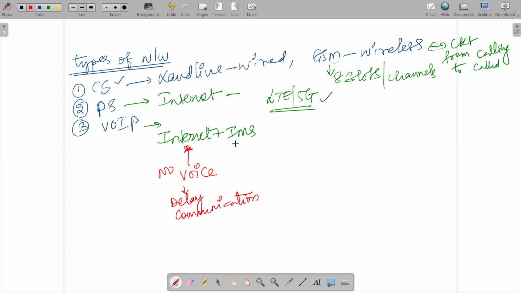But IMS, IP multimedia subsystems, came into the picture, and they built IP multimedia subsystems to transfer voice in data networks. So this has brought so many codecs to convert voice to data, and this data will be transmitted.